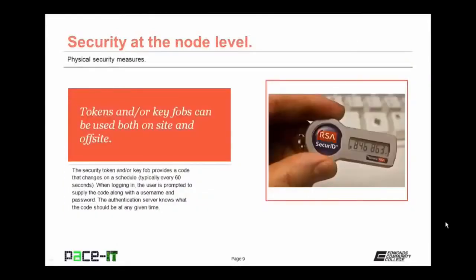Another security measure that is physical in nature are tokens or key fobs. These can be used both on-site and for remote logins. The token or key fob supplies a security code that changes on a regular basis. It's a rolling code. The changes usually occur about every 60 seconds. When a user is logging in, they look at the key fob and supply the code that's on the screen at that time, along with their username and password. The authentication server knows what the code should be at any given time, and the key fob can be set to each individual to ensure added security.